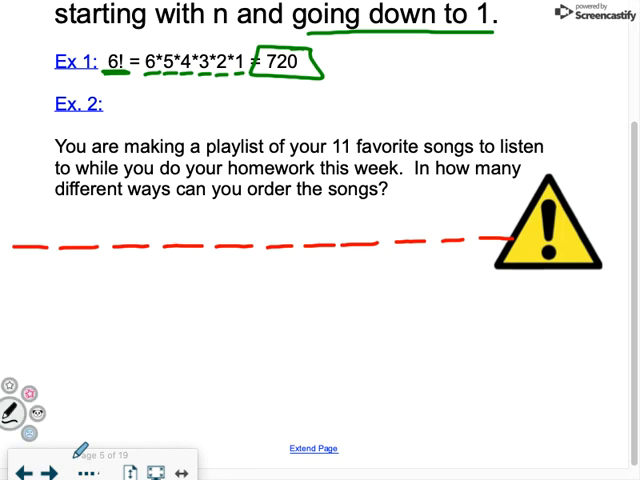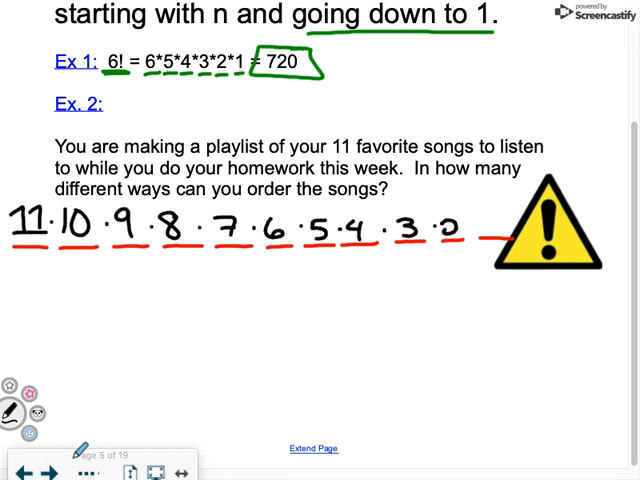When you think about it, your very first song, you have 11 songs to choose from. But now we have 10 songs for our second one because one's already been chosen. For our third song, 2 have been chosen, so now we're down to 9, 8, 7, 6, 5, 4, 3, 2, and 1. And so what we're going to do is we multiply those numbers out, and we get 39,916,800 different ways.